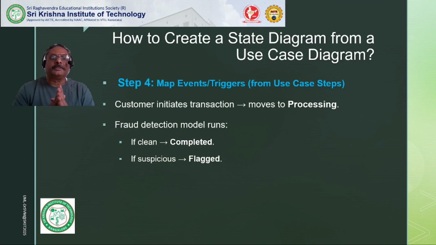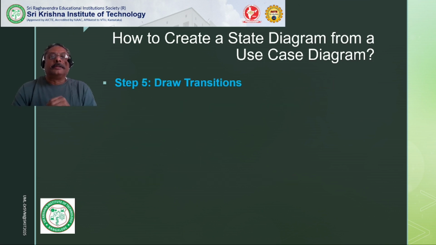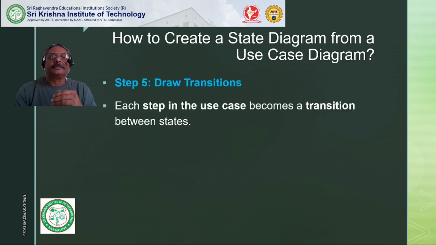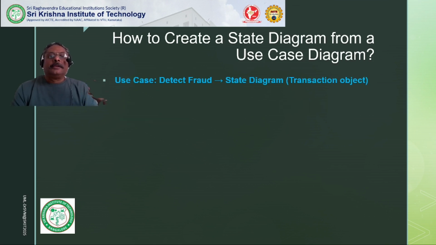If it is suspicious, then it is shifted to the flagged state. Then the analyst reviews, and after the analyst reviews, the state changes to reviewed and then completed. Then finally we draw these transitions, so each step in the use case becomes a transition between the states. So use case detect fraud, then state diagram.